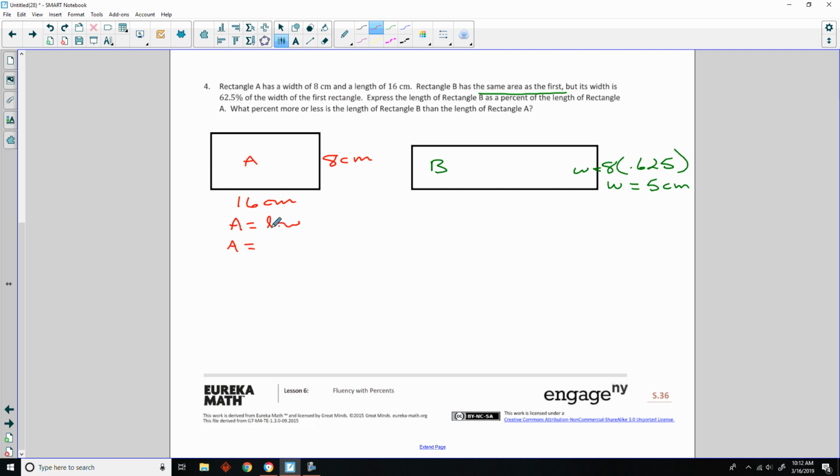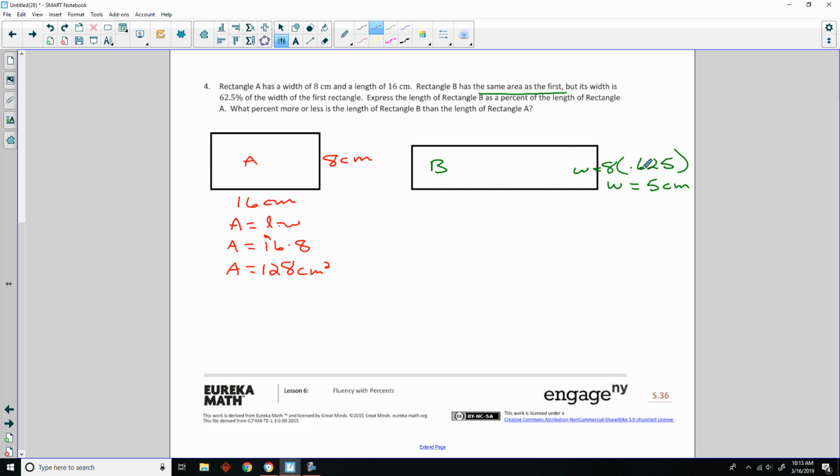Area equals the length times the width. So the area of A is 6 times 8 is 48, carry the 4, and 8 times 1 is 8, plus 4 is 12, so 128 centimeters squared. Express the length of rectangle B as a percent of the length of rectangle A.